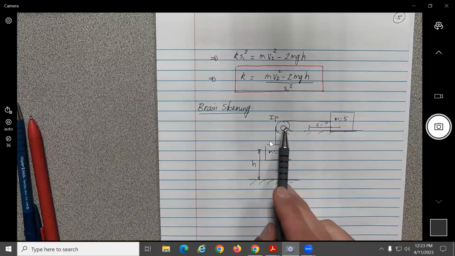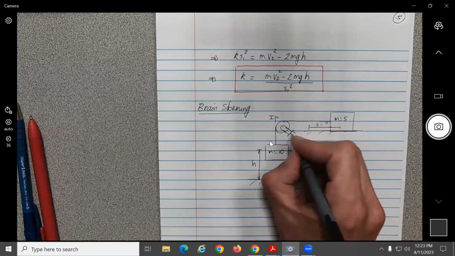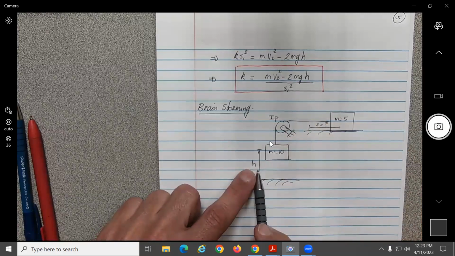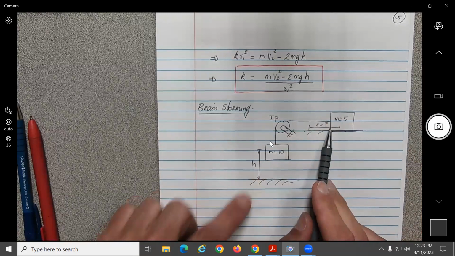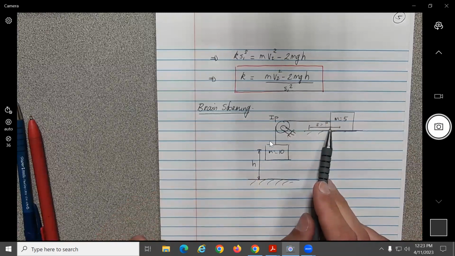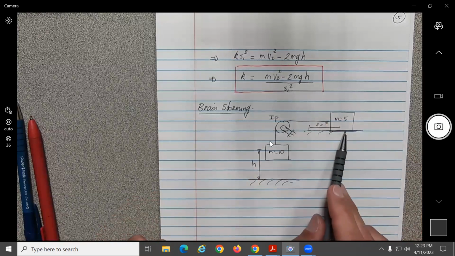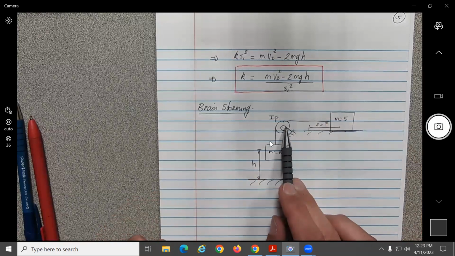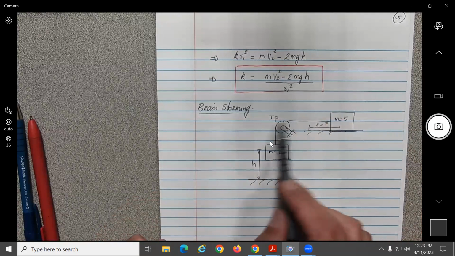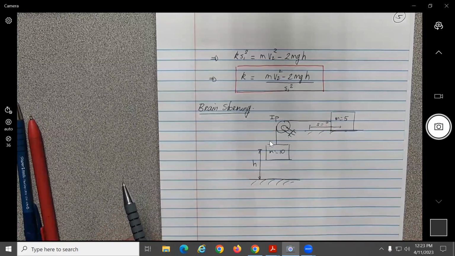If you neglect the effect of the pulley, then it's very simple. If this moves h, this one is going to move h. But if you take into consideration the pulley, this one is going to move h plus whatever extra energy the pulley has to try to pull it, no?